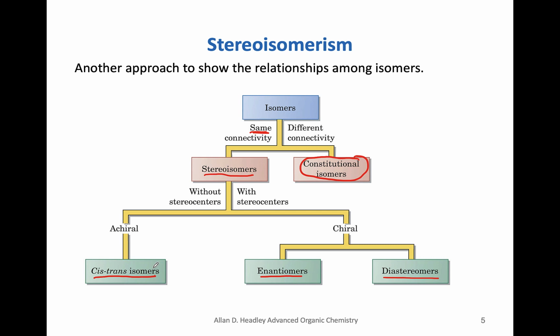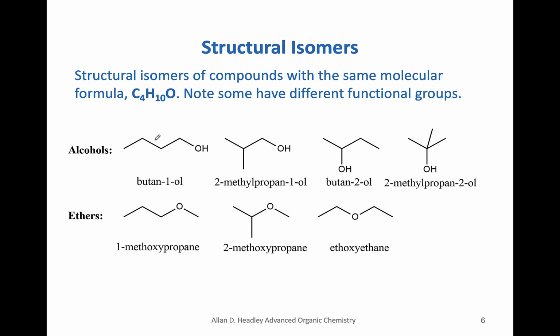So let us look at some examples here. So here's an example of C4H10O. So here's a molecular formula. Notice the molecular formula does not give any idea of the structure of the molecule. In organic chemistry, we typically need to know the structure of the molecule so we can identify functional groups and we can identify possible reactions.